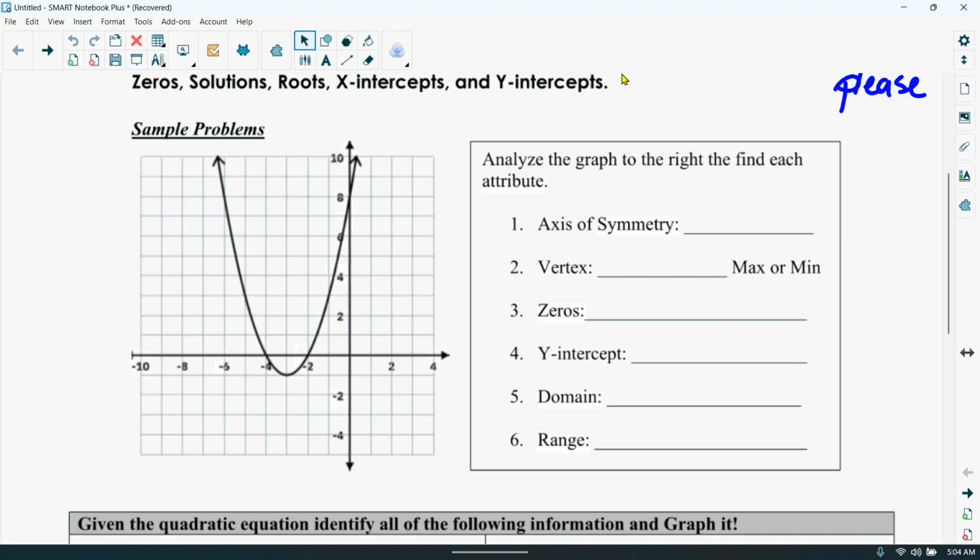Oops, sorry. I feel like I hit something. I need to take that off. There it is right there.